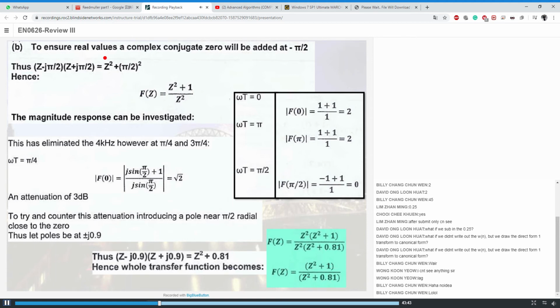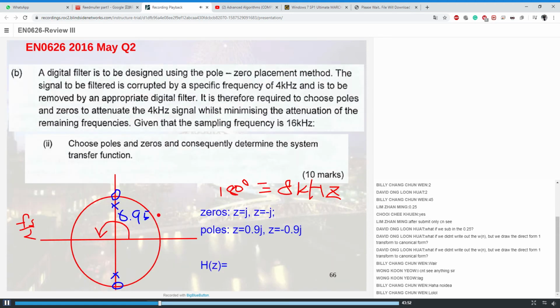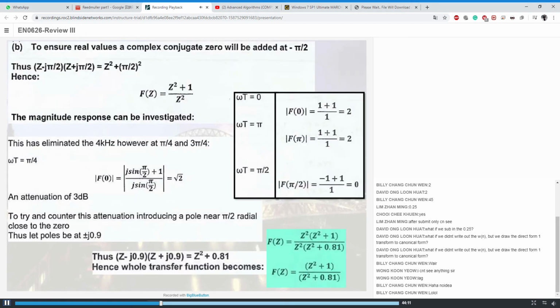So this is one of the suggested ways, where you see all the investigation on the frequency. But the one that I mentioned to you just now, I start with this one, I explain the process, then I come up with a transfer function. After that I investigate whether this really works to suppress the 4 kilohertz while minimizing the explanation of the remaining. So I need some investigation after I get the transfer function. This is the proposed solution. Not to say right or wrong, it's just another way of solving the question.